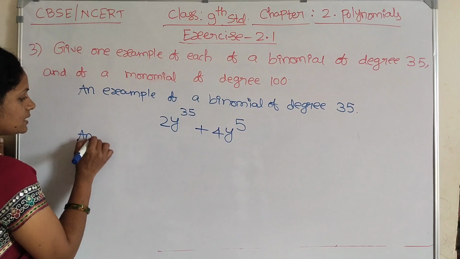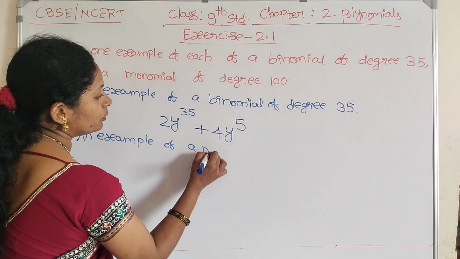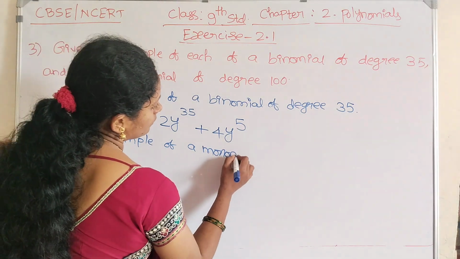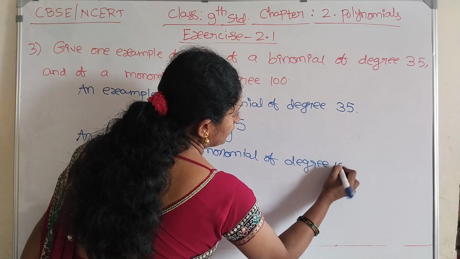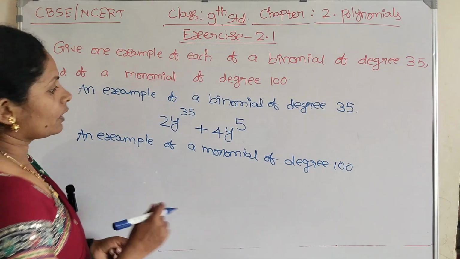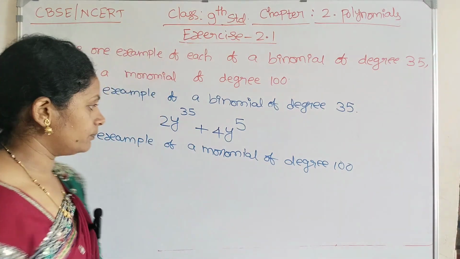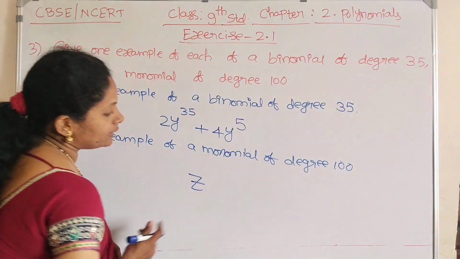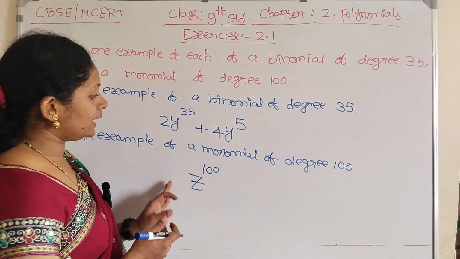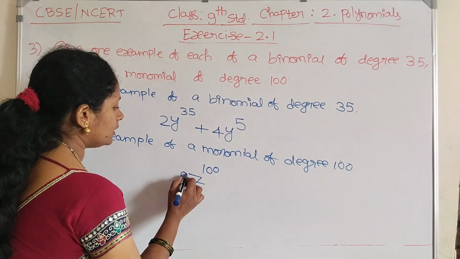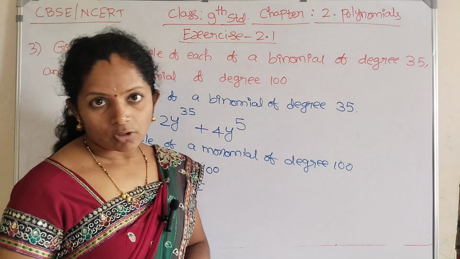Next, an example of a monomial of degree 100. We have to write the monomial, meaning it should consist of only one term. I am going to take the variable as z here. It should have the power 100. You can take any coefficient. Here I am taking 9. So 9 z power 100 is the monomial of degree 100.